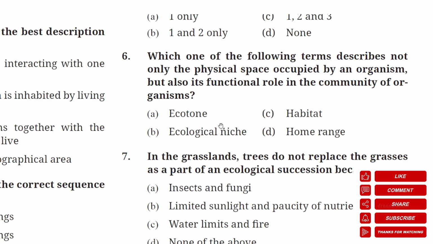Okay. Then habitat. Habitat is an ecological or environmental area that is inhabited by a particular species of animal, plant, or any other type of organism. Then comes home range. Okay, a home range is the area in which an animal lives and moves on a periodic basis. So you should know the other definitions also, but basically you can easily identify the answer here because of the physical space occupied, the term, and the functional role. The answer is the ecological niche.